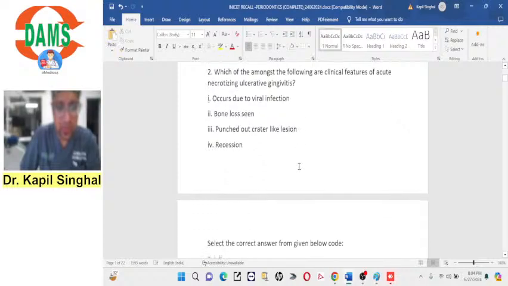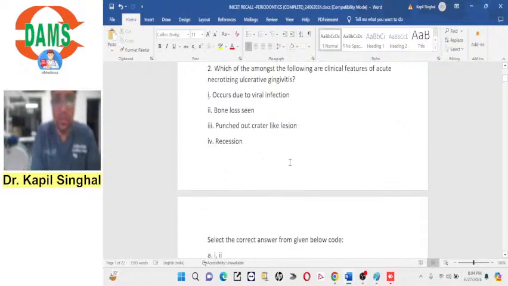Okay, the next question is which of the following are clinical features of ANUG? Okay, so let's rule out the wrong options. The first option is it occurs due to viral infections. We all know it is a bacterial infection, so this is wrong.